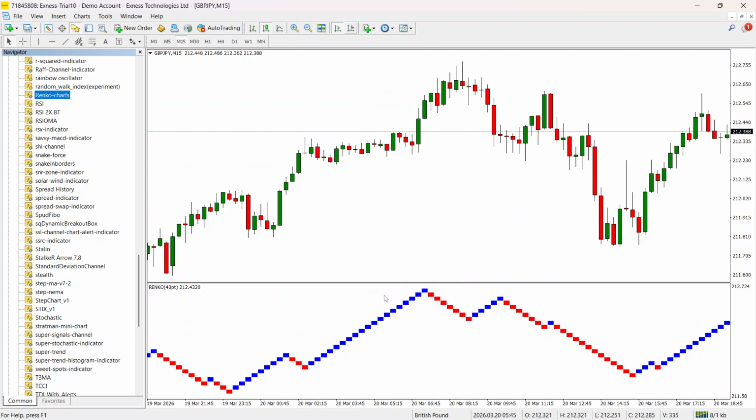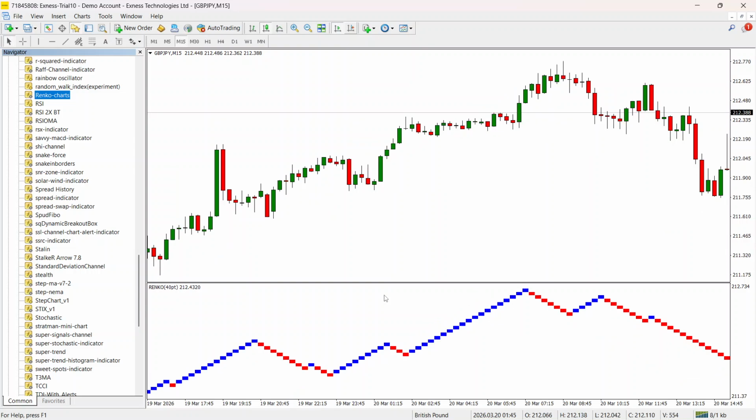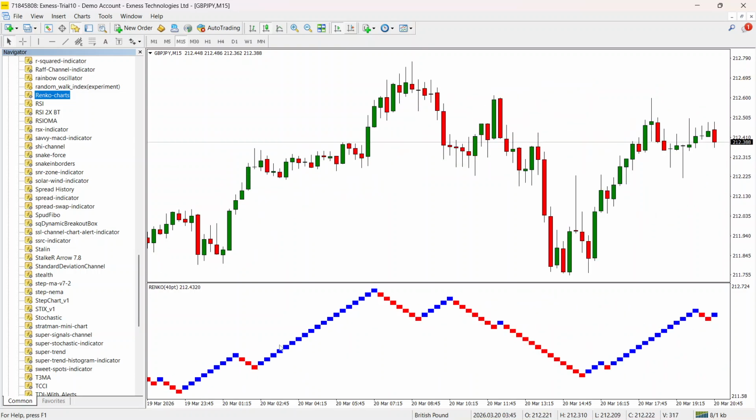Long sequences of same color bricks visually highlight strong trends, while brick reversals, that is a new brick in the opposite color, mark potential turning points in price direction. As you can see on the chart, the blue indicates the bullish trend, also displayed on the main price chart, while red represents the bearish trend.